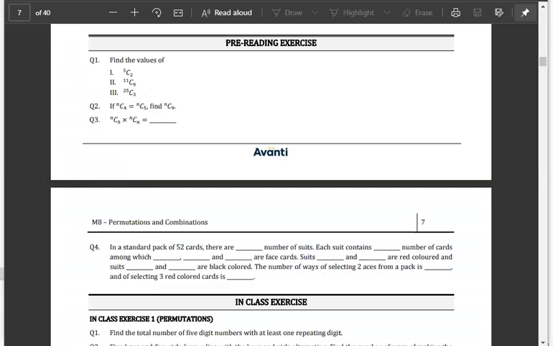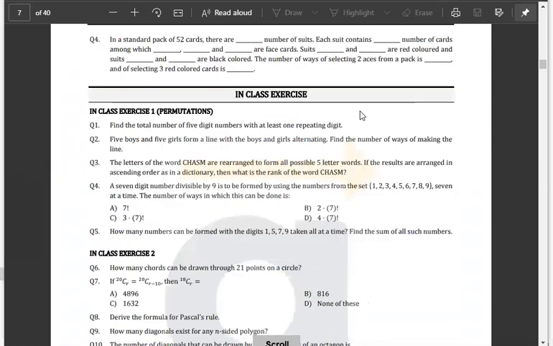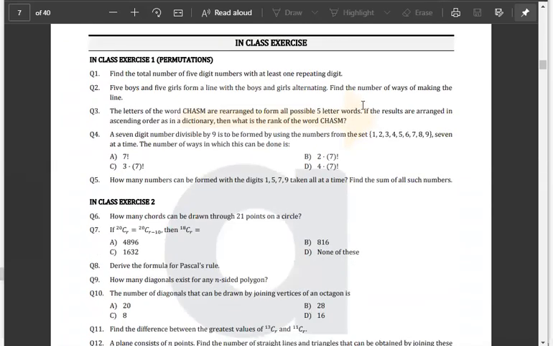Okay, let's try to solve some problems. Can you see the problems? These are easy questions. Okay, so see the first question, guys.